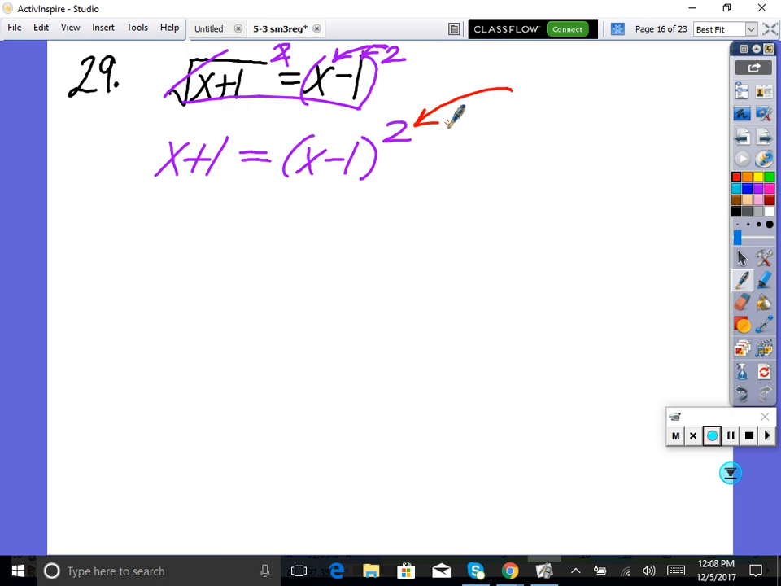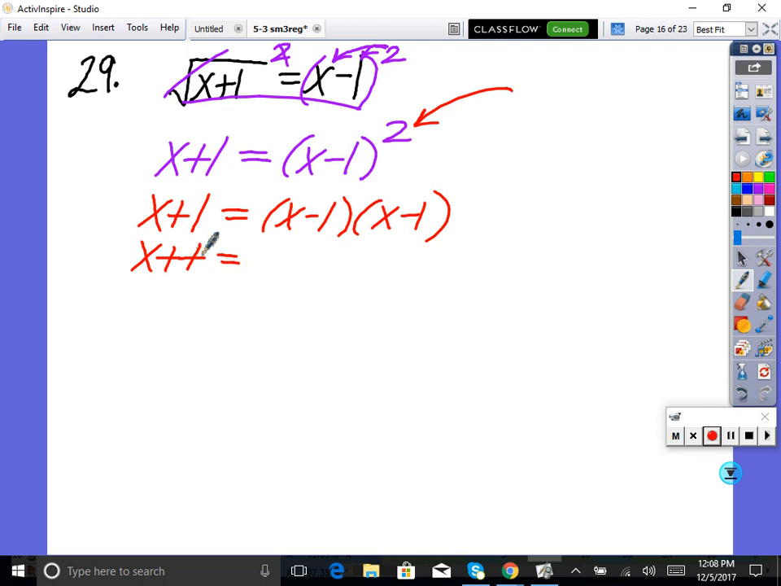So we're going to have to solve the quadratic. How do we solve quadratics? Get them in standard form and get them equal to 0. So we have x plus 1 equals, this needs to be in standard form. So we have x minus 1 times x minus 1. We need to put that in standard form.